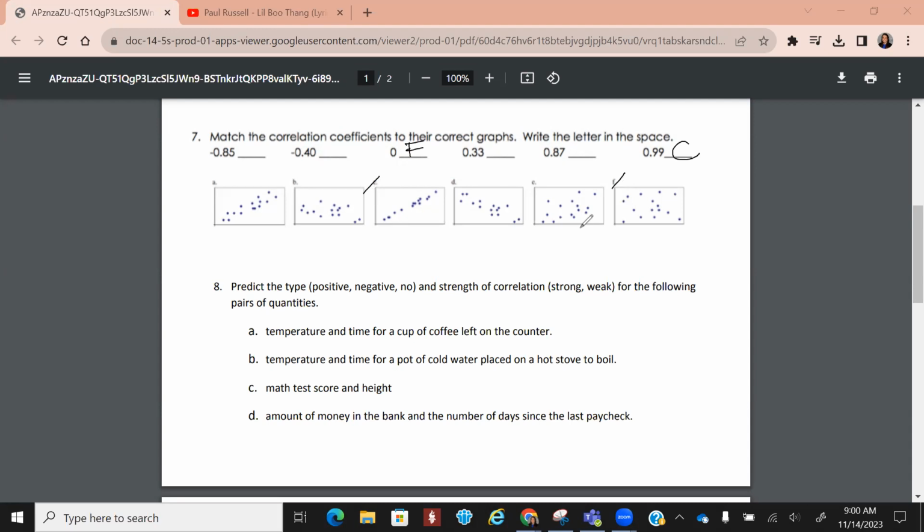Okay. Now, here's the tricky part. It's like determining whether a 0.87 or 0.3 and that kind of stuff. So let's take a look. 0.3 and 0.87, they're both positive, so that means that they need to be going up. And we can see that A is going up as well as E is slightly going up. A little messy. So 0.87 is going to be this guy because it's creating that straight line. 0.33 is going to be E because it has a positive trend, but it's kind of all over the place.